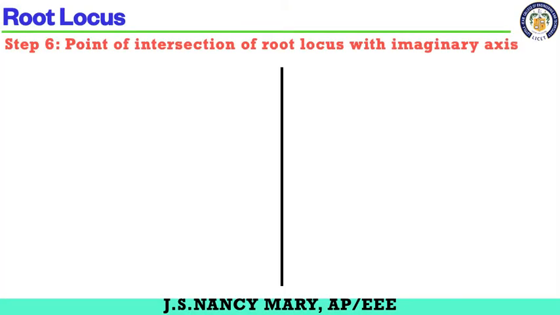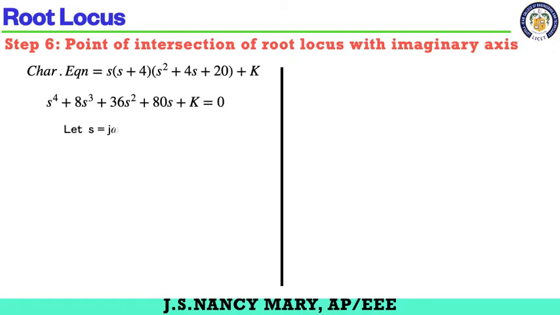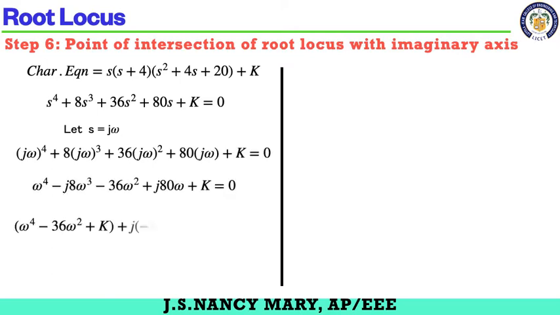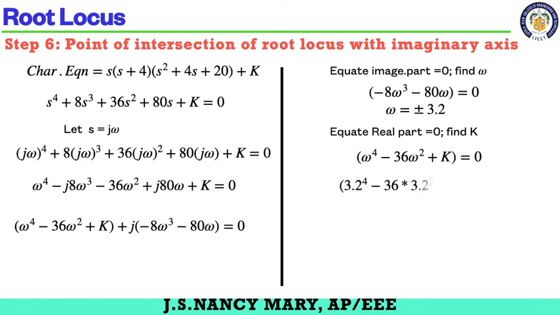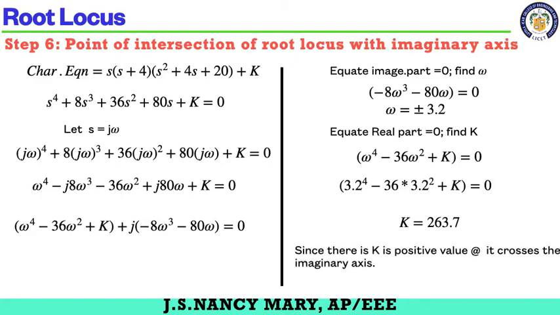Now you go for the next one, that is the point of intersection on the imaginary axis. You have to find out the characteristic equation. Put s equal to j omega. Separate the imaginary and the real part. Now equate the imaginary part to 0 and find the omega. Equate the real part to 0 and find the value of k. So you will be getting k equal to 263.7, which is the limiting value of stability. When k is positive, the root locus will be crossing the imaginary axis at omega equal to 3.2.